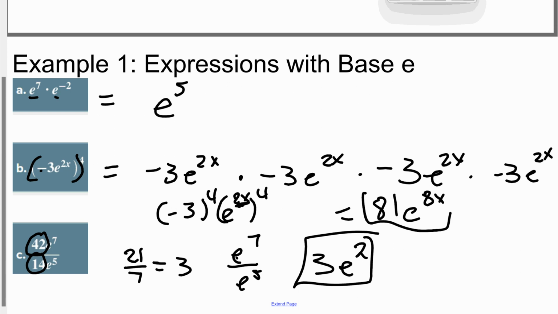So those are my 3 answers there. So just rewrite and use them rules of exponents.